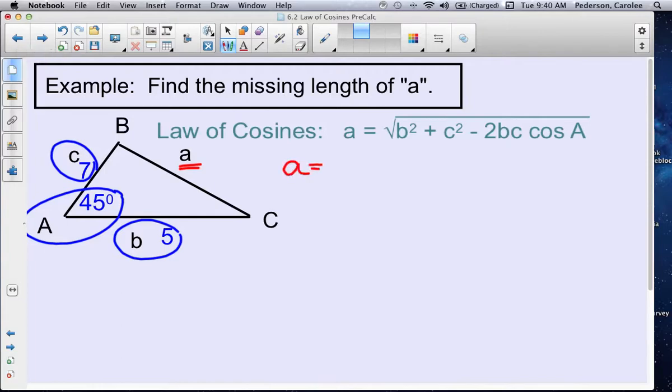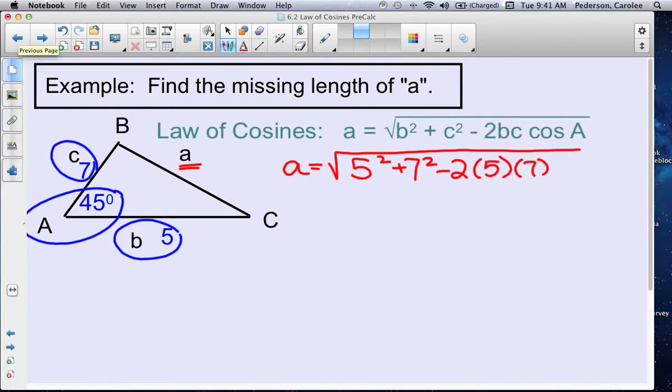So a equals, and notice the pattern, it's the two sides that you have, b squared and c squared. So 5 squared plus 7 squared minus 2 times 5 times 7, and then cosine of angle A, which is 45 degrees.